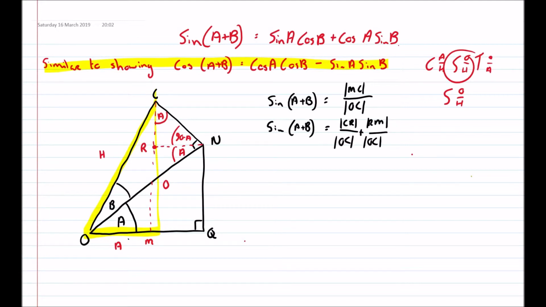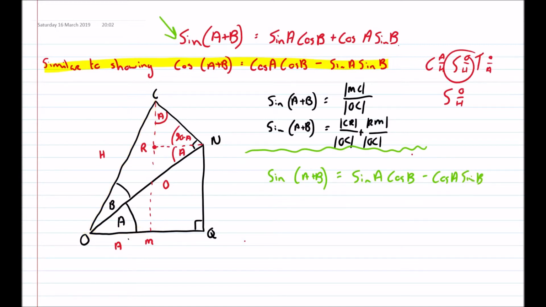So, like when we were proving that cos(A+B) equals cos A multiplied by cos B minus sine A multiplied by sine B, we'll rewrite this. Again, we'll put a line there to show we're finished with it. And we will say sine(A+B) equals sine A cos B plus cos A sin B. Alright, so now we have to look at our triangles again.